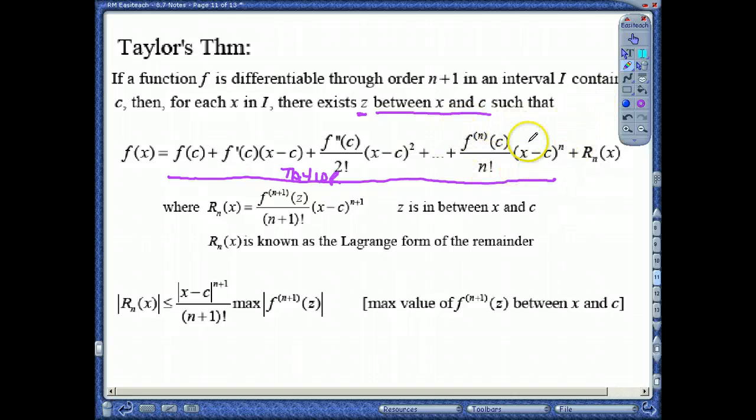So see where we stopped here? You're going to use f of n plus 1, so you'll have to find the next derivative of z, and remember, z is in between x and c. C, remember, they'll tell us what that is, so like on a Maclaurin polynomial, that c is 0. And then n plus 1 factorial, and then times your x minus c to the n plus 1.